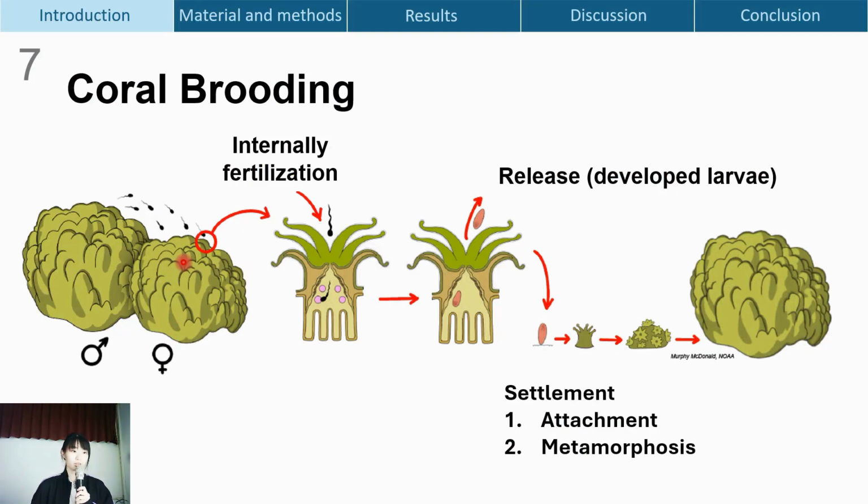So corals have two ways to reproduce. One way is spawning, and today our subject uses brooding. The main difference of brooding from spawning is that they do fertilization internally, meaning inside the female's body. And after their development, they release the larvae, which will experience settlement, which includes attachment and metamorphosis to become a mature coral.